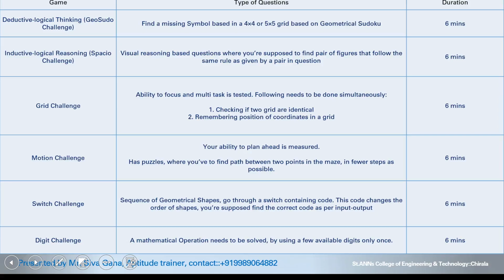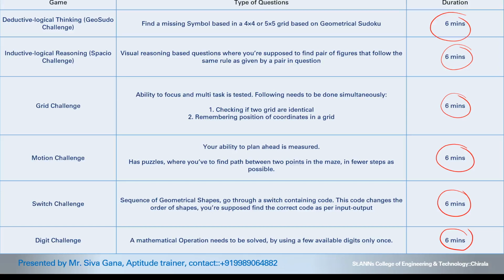Now remember, the maximum duration for every game is 6 minutes. Out of the total number of games, you need to choose either 4 or 5 games, depending upon the company's written test pattern, and every game has a maximum time allotted. You need to answer all the questions of that particular game within the 6 minutes. After 6 minutes, that particular game will be over. And remember, in each game different levels are also present.